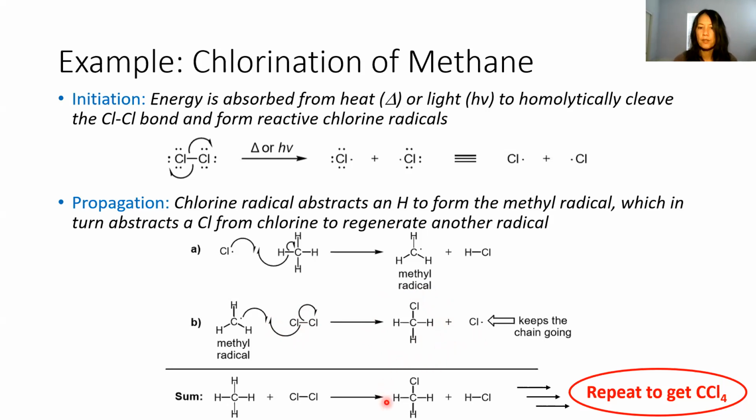Overall, you can do this to form this chloromethane. You can actually keep reacting with each of those hydrogens. So you could get the dichloromethane, the trichloro, and eventually, if you keep letting this go, you could get the tetrachloromethane product.